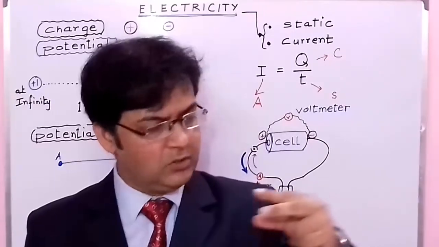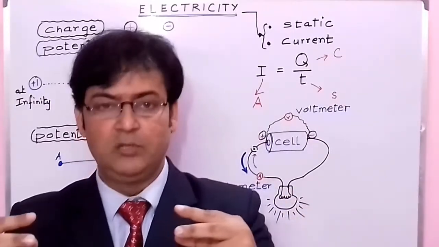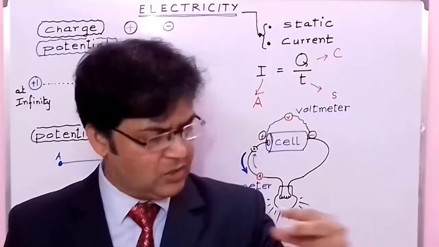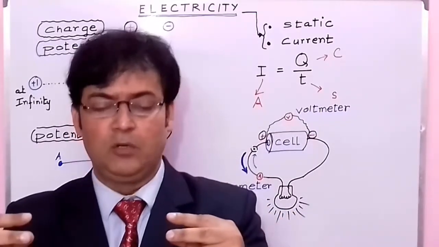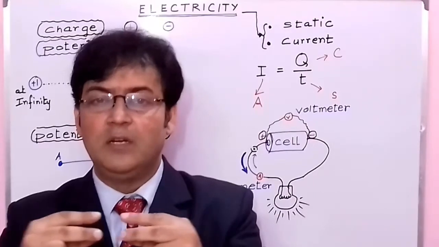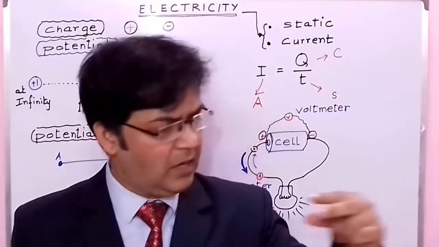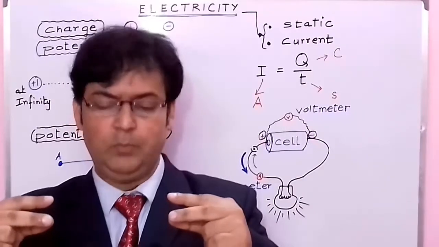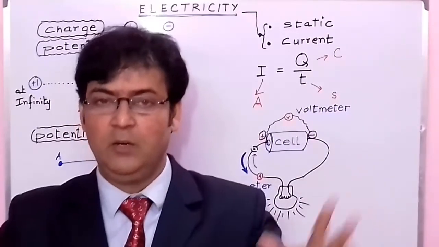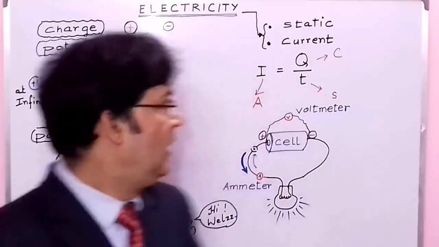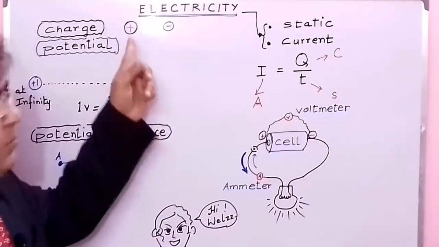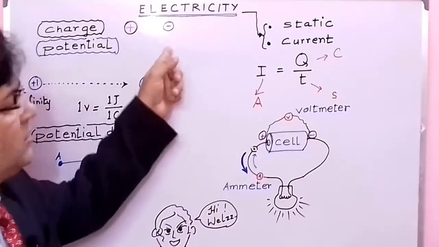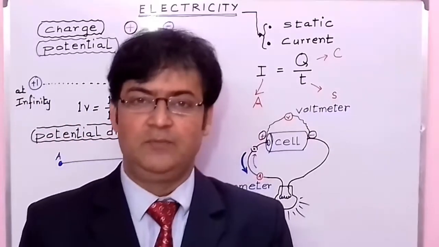Now, if you bring one positive charge and one negative charge, they will attract. That means, if you bring the glass rod and the ebonite rod close by, they will attract. But if you bring the glass rod and another charged glass rod, both positive, they will repel. So, what do we say? Like charges repel, unlike charges attract.